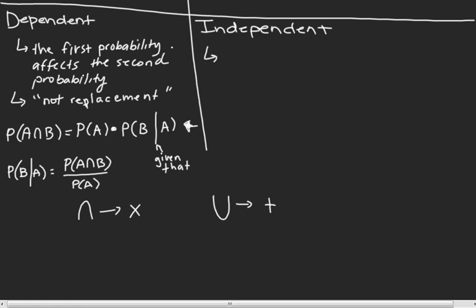They're separate. So the first probability, does it affect the second? No. The first probability does not affect the second.